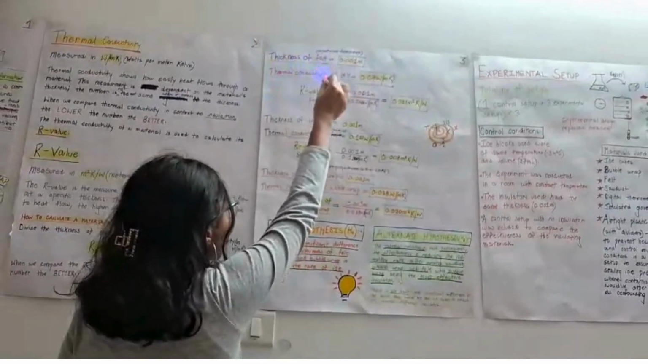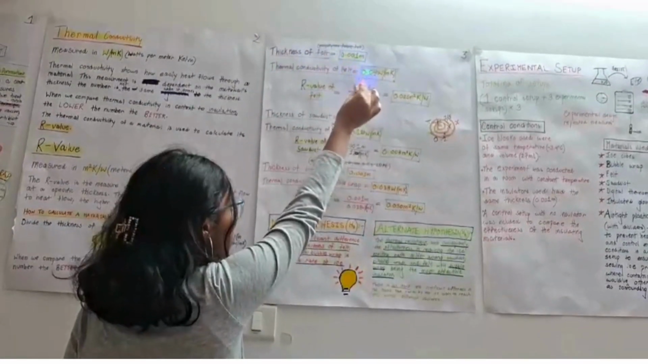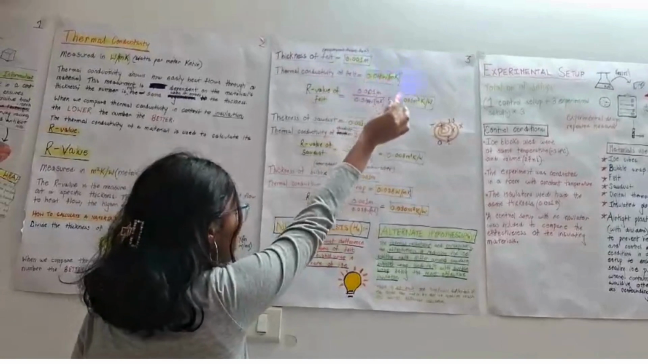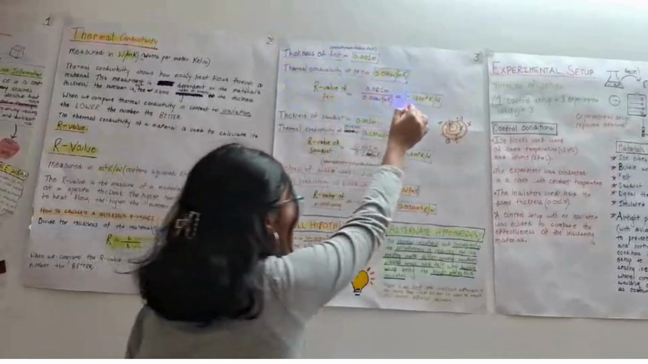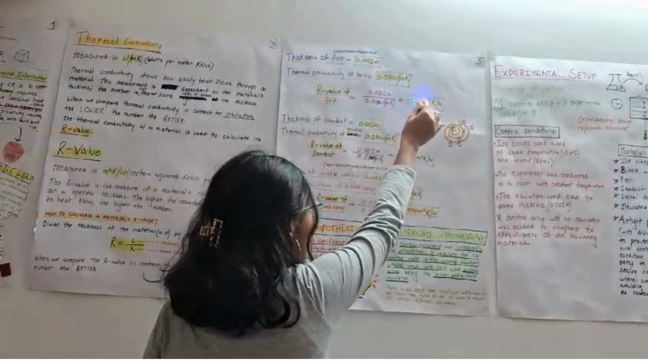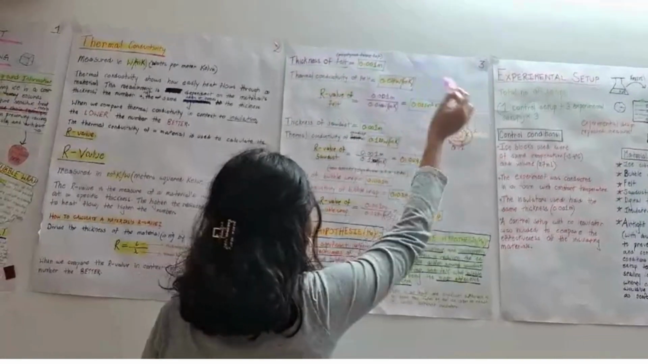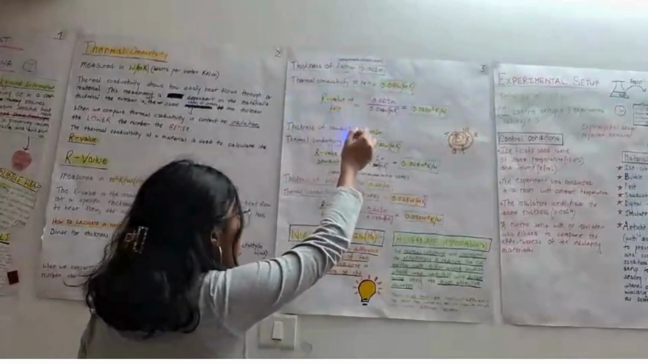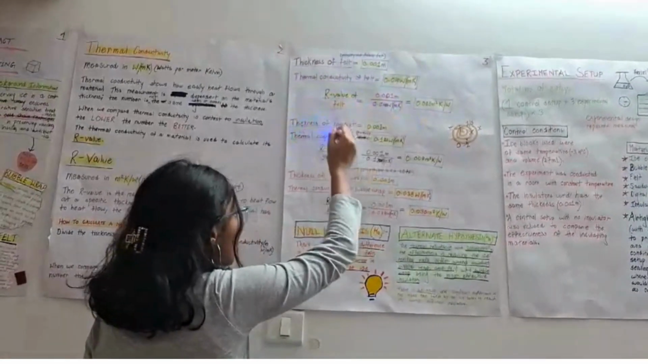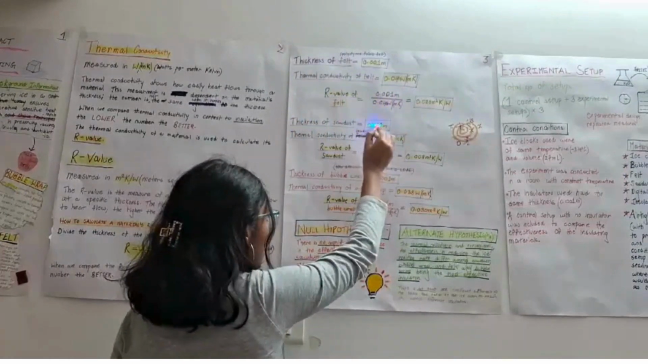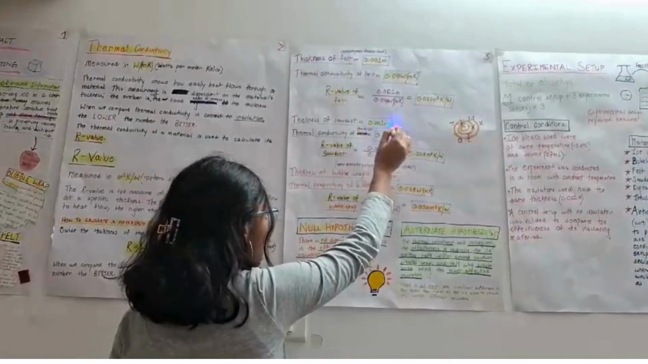And the thermal conductivity of felt is 0.040 watts per meter Kelvin. And the R value, which I calculated based on these values, is 0.025 meters square Kelvin per watt. The thickness of sawdust is also 0.001 meters. Thermal conductivity of sawdust is 0.120 watts per meter Kelvin.